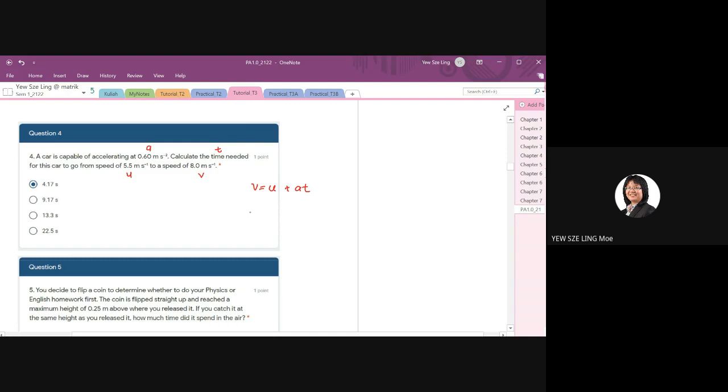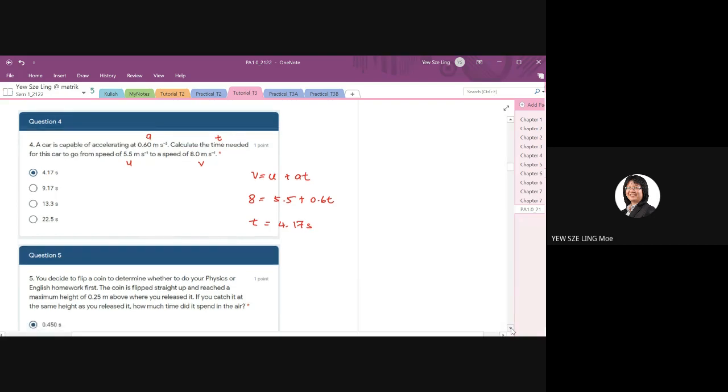So v, we have it number 8, 5.5 plus positive a, and then t. Rearrange the equations. Eventually, you will obtain 4.17 seconds.